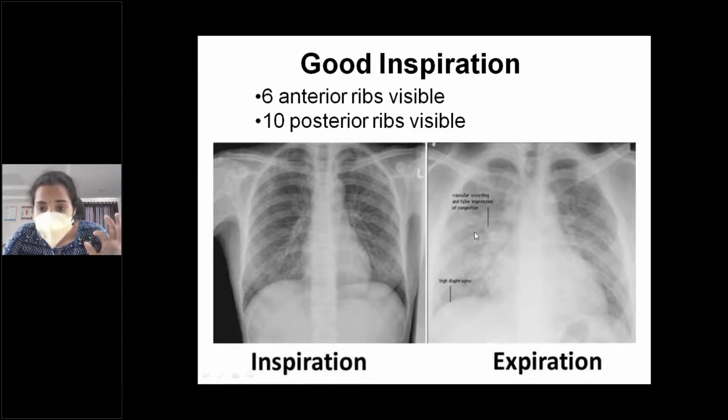Now when you look at the posterior end of each rib, this is the posterior end. 1, 2, 3, 4, 5, 6, 7, 8. Now we are able to see approximately 8 to 10 posterior ribs should be visible. That is how you say it is a well-inspired film.